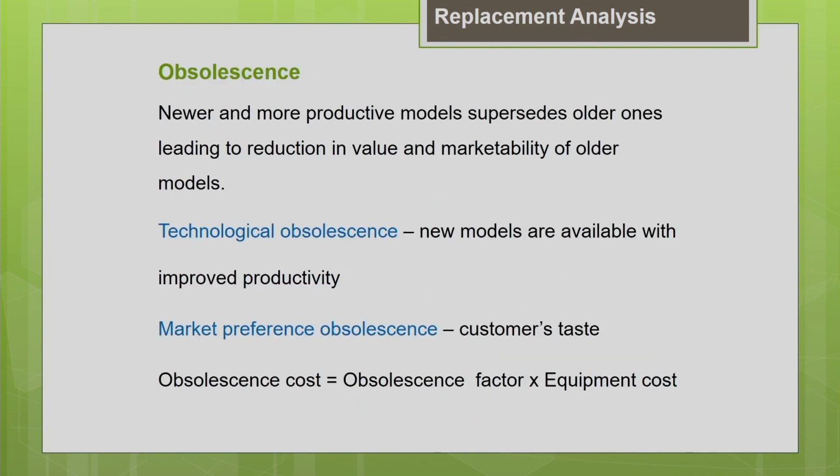The next important cost which we should consider when we do the replacement analysis is the obsolescence cost. We discussed this earlier also. As a machine gets older, it becomes obsolete. Why does it become obsolete? Because it is already worn out, its productivity would have been reduced, and its maintenance and repair cost would have increased.